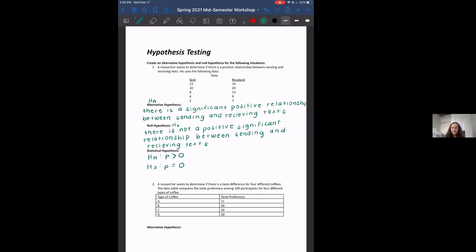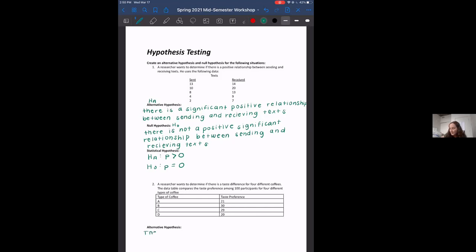All right, so it looks like we have a tie between the two. So, like we said before, the alternative hypothesis says that there is a relationship, right? So in the question, it says that the researcher wants to determine if there is a taste difference for 4 different coffees. So if there is a relationship, that means that there is going to be a difference in the taste preference for all the different types of coffee. So that's going to be our alternative hypothesis.